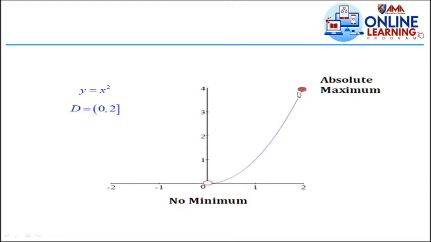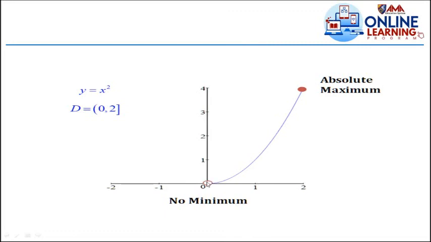If x is equal to 2, y is equal to 4. So by this time, meron tayong absolute maximum pa rin, dahil solid dot po siya. Dito, meron tayong no minimum, kasi meron tayong hindi solid dot, sa hollow circle, no?